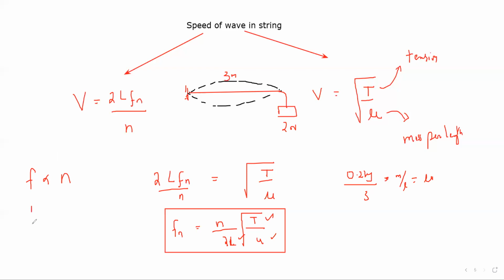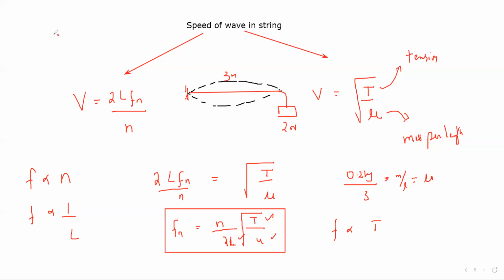It is inversely proportional to the length of a wire. If I use a shorter wire, it will produce a high frequency as compared to a longer wire. And it is directly proportional to the tension. If I stretch or apply more force on the string, it will produce high frequency.